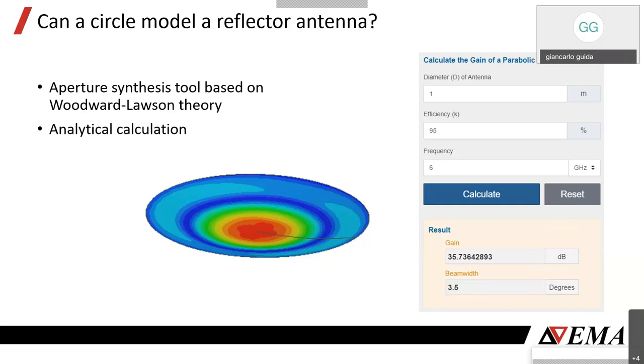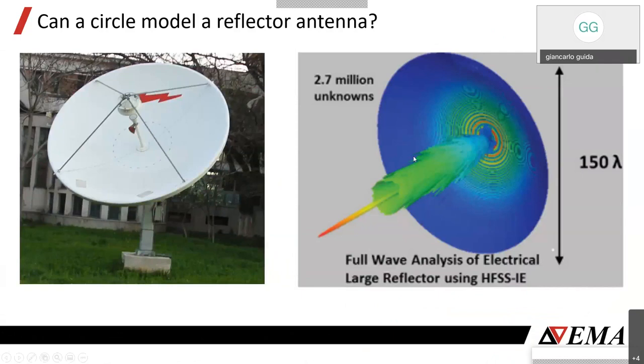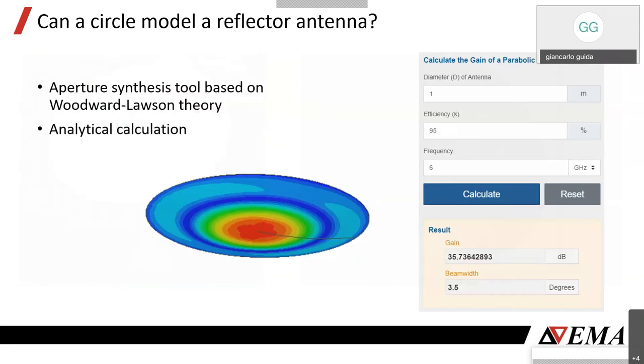And what else? Since we will never believe in simulation without having checked for it, how do we know that this simple circle does the job? Because we will look at the maximum gain, and this maximum gain can be calculated by an analytical formula. And if the results obtained by the circle simulation modeling and the analytical calculation are the same, I will be confident in my simple model. I like this model. I like to be very precise with my model. I like the fact that I can do 2.7 million unknowns. I like this model more because it's more powerful in my design flow.